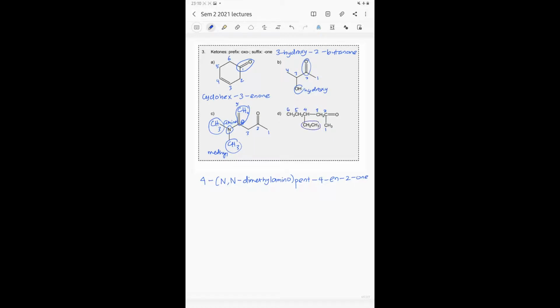So this is ethyl, like that. Only one substituent. Okay, so the name will be, for 6 carbons, hex-2-one, or 4-ethyl-2-hexanone. Okay.